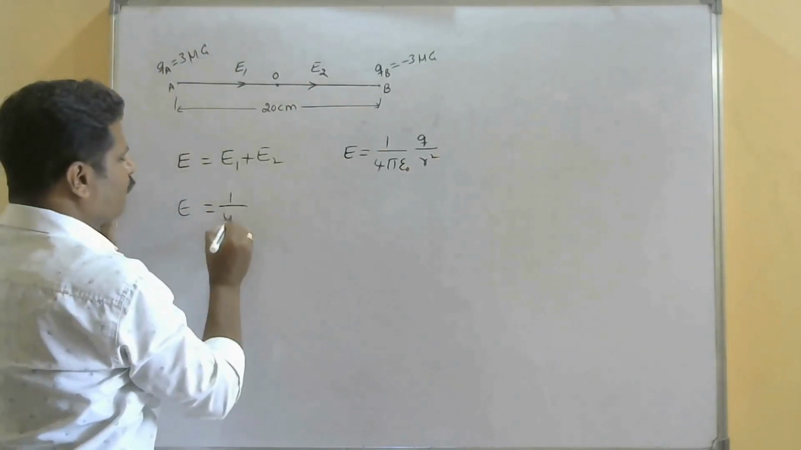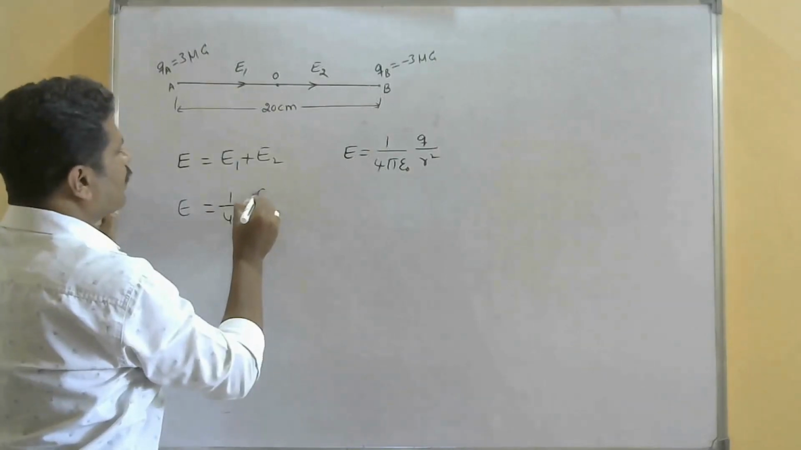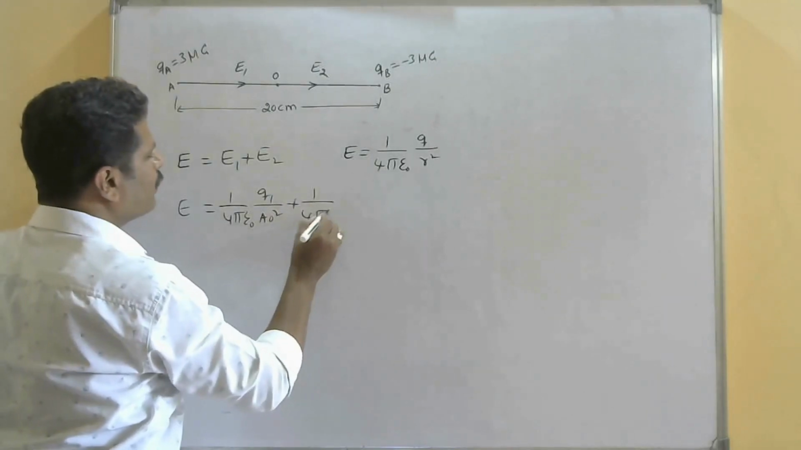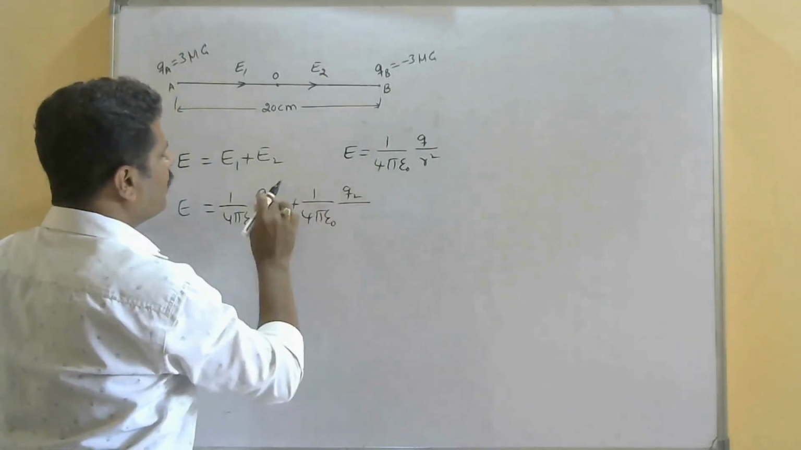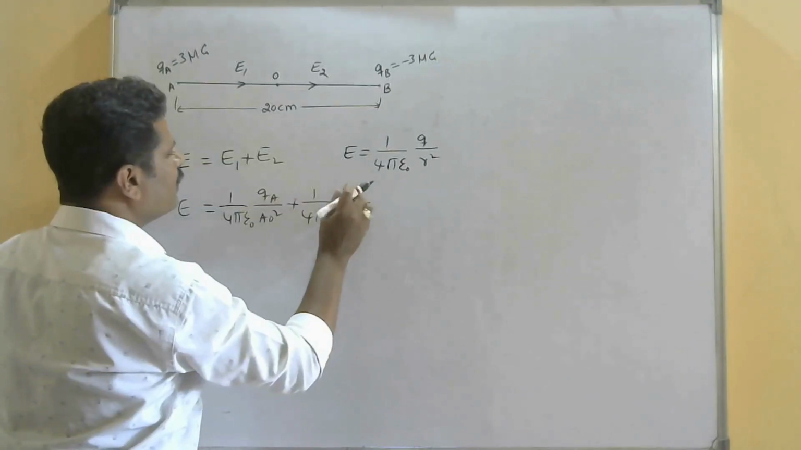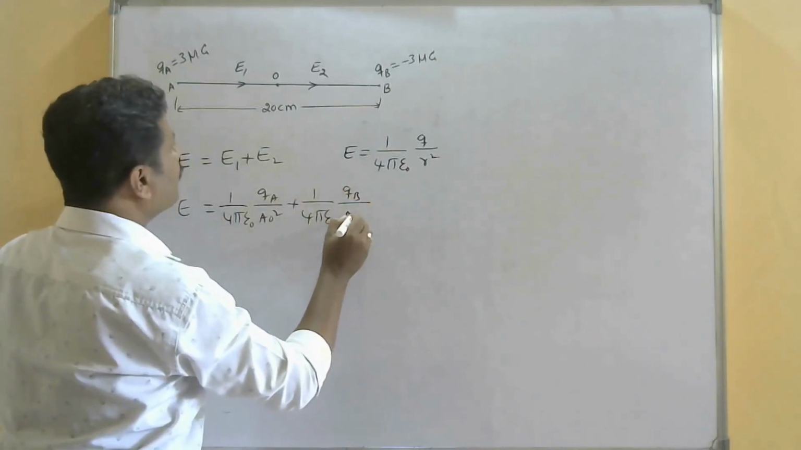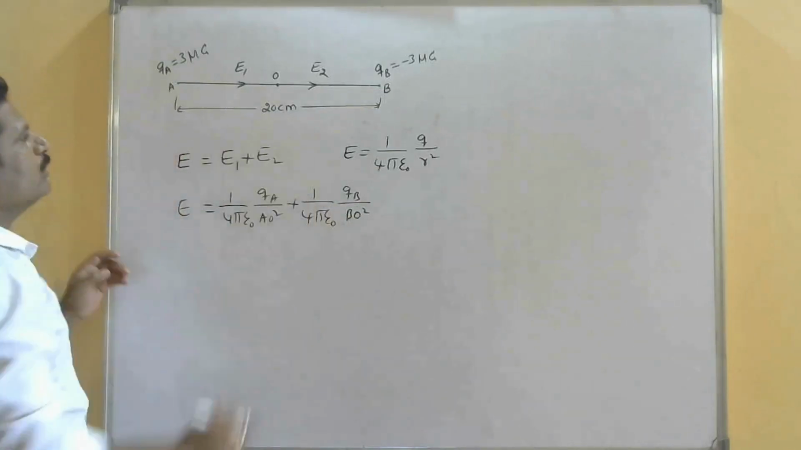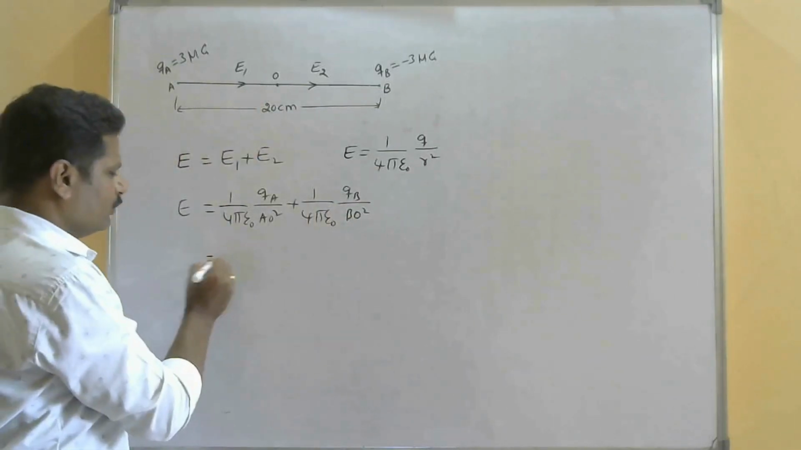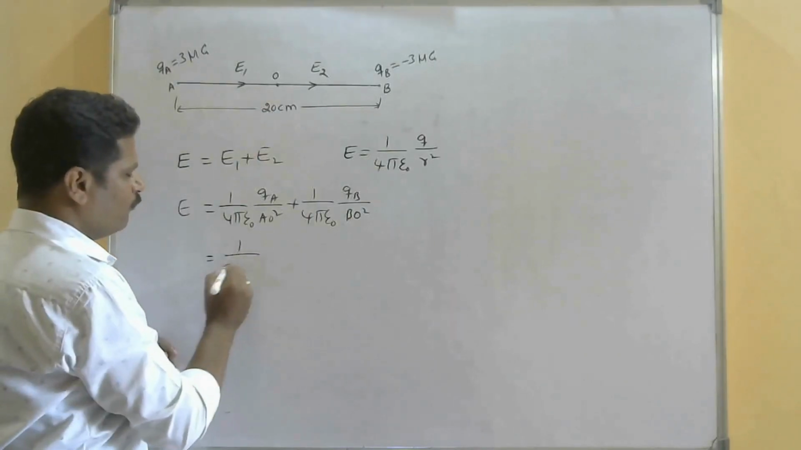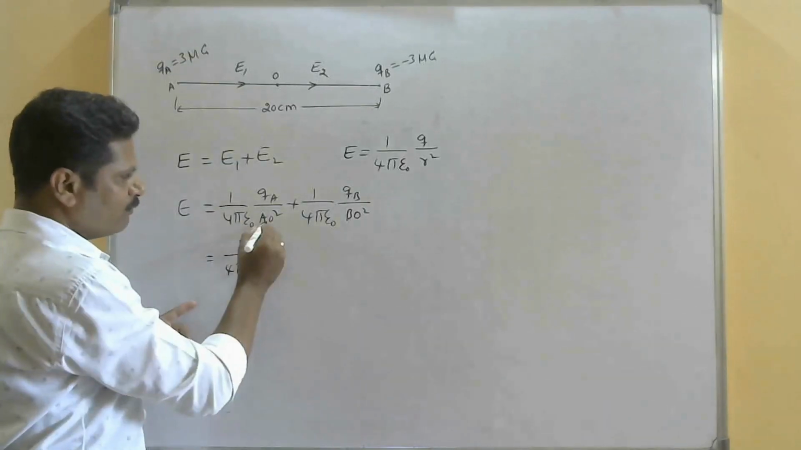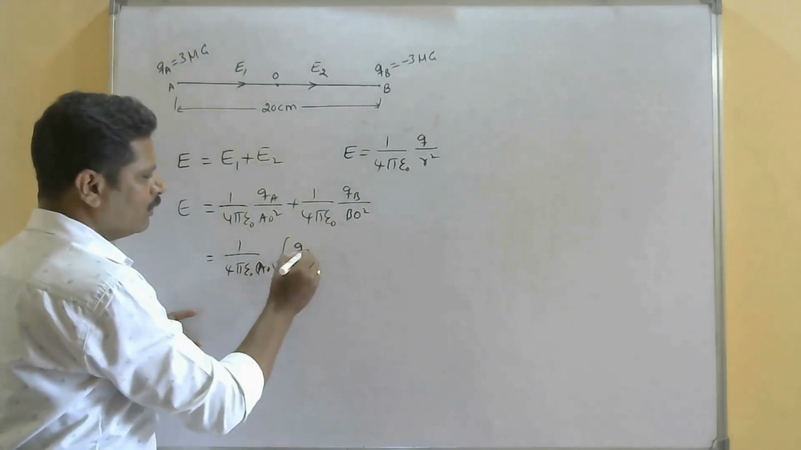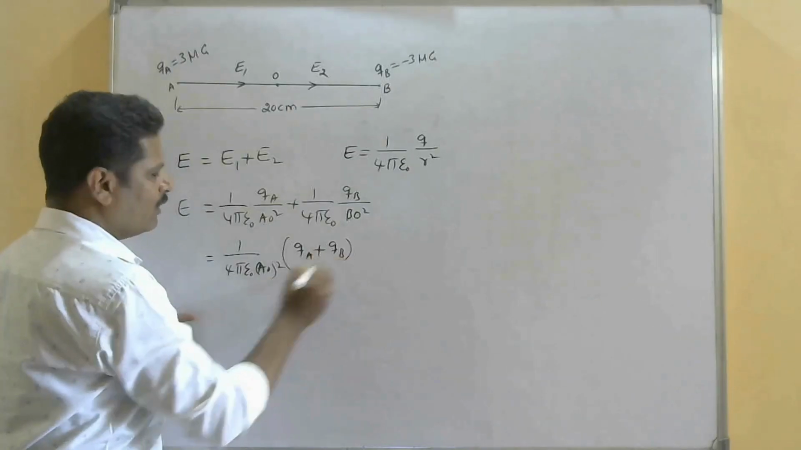So we can take 1 by 4 pi epsilon naught QA by AO square plus 1 by 4 pi epsilon naught QB by BO square, because AO and BO both are equal since O is the midpoint. So that I can take them outside. 1 by 4 pi epsilon naught is common, let me take that outside, as well as AO and BO both are equal, so let me take AO outside, and here QA plus QB.